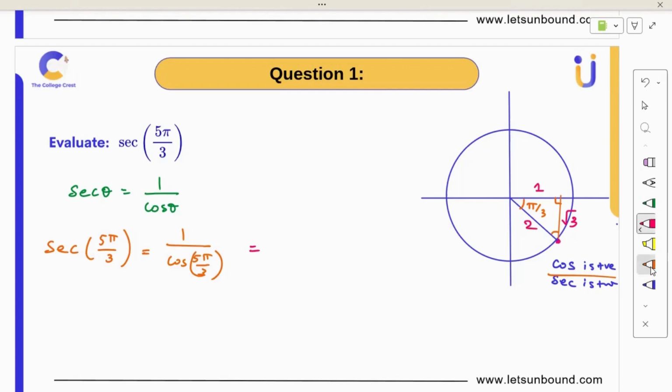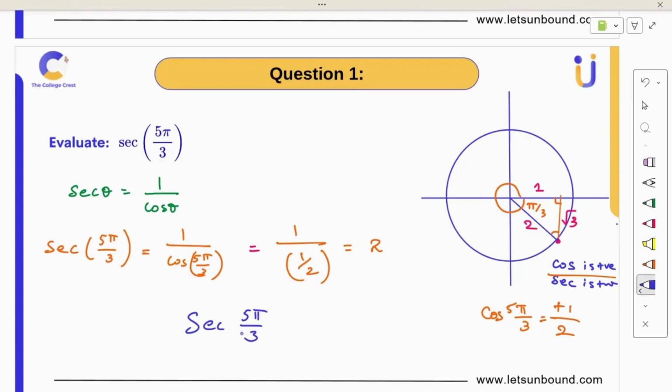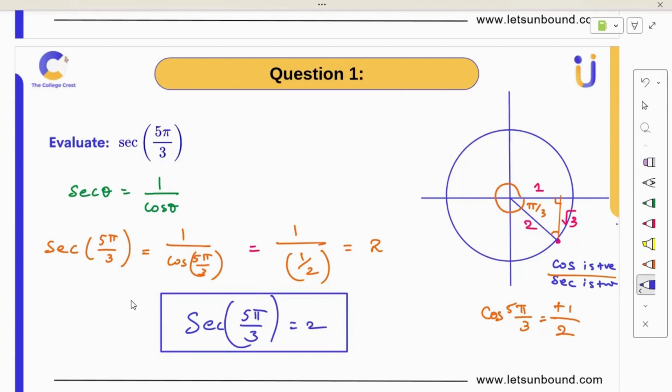Right? So cos 5 pi by 3 would go. Cos is adjacent over hypotenuse. Right? So let me evaluate. Cos pi by 3 is adjacent over hypotenuse. Adjacent is +1. Hypotenuse is 2, so it's 1 over 2. So 1 by 1 over 2, and when you solve this, it's 2. So secant 5 pi by 3 is 2. That's simple. This is the first level question. I hope it is clear. And we can move to the next part.